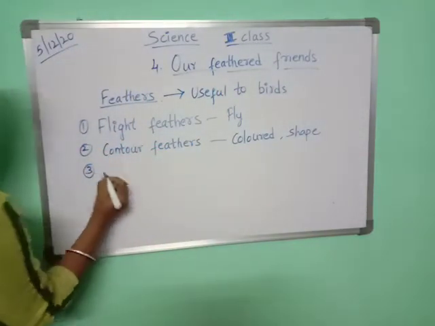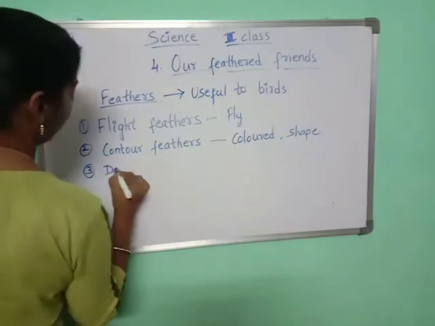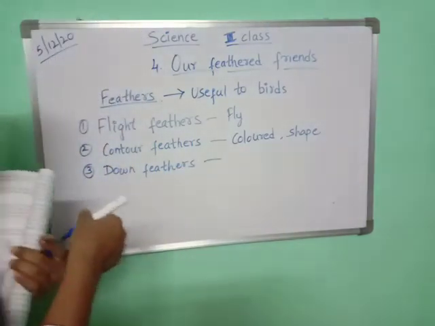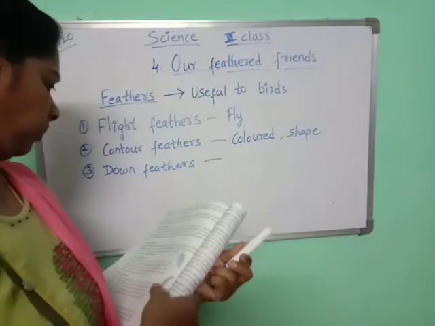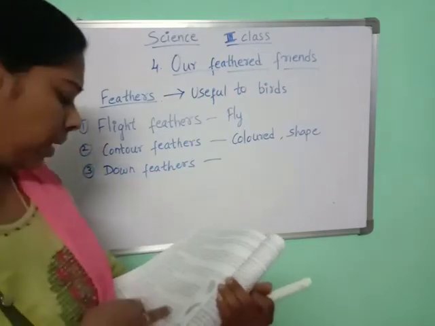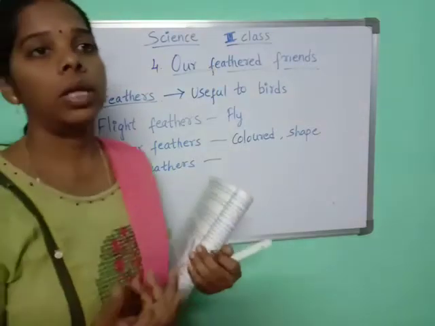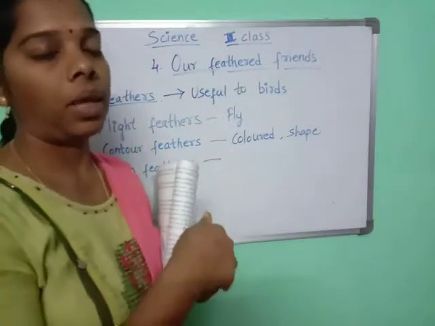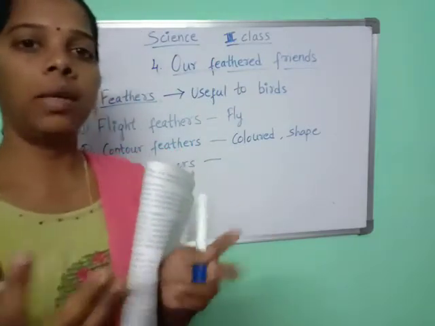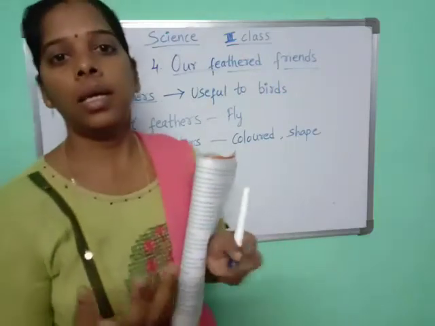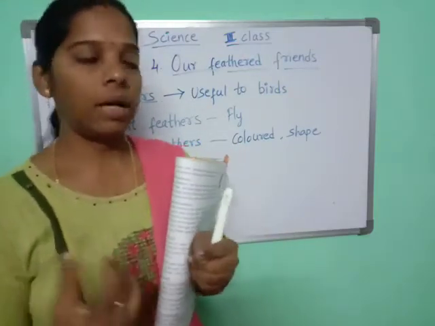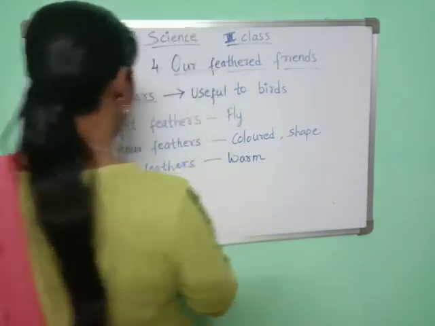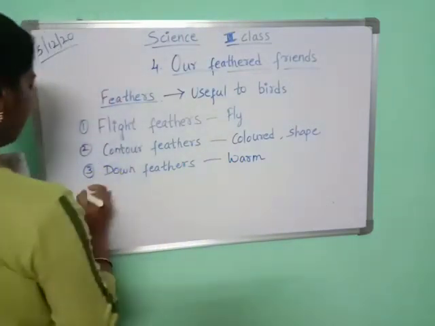Third one, down feathers. These are found below the, what they call, the bird ki kinda untayi, so that it gives air pass avvadaniki help chestayi and it keeps the bird also warm in winter season and rainy season and all. It keeps the bird warm. So warm ga undadaniki help chestadi anamata. Down feathers keep the birds warm.